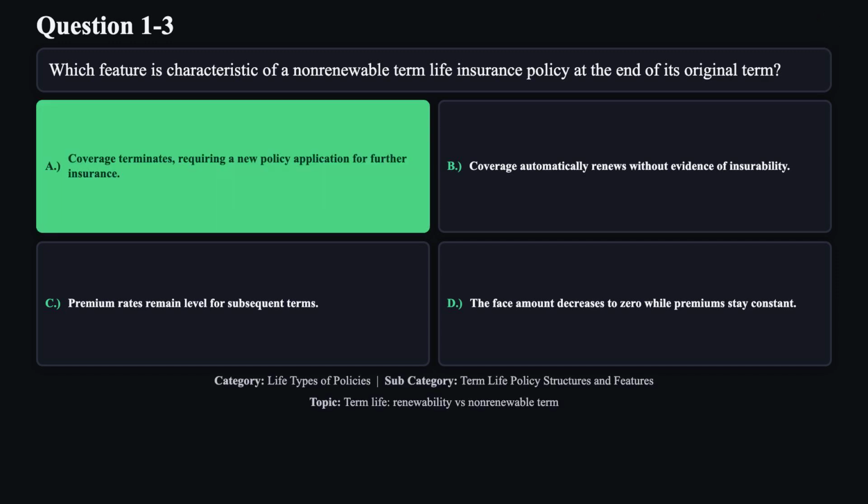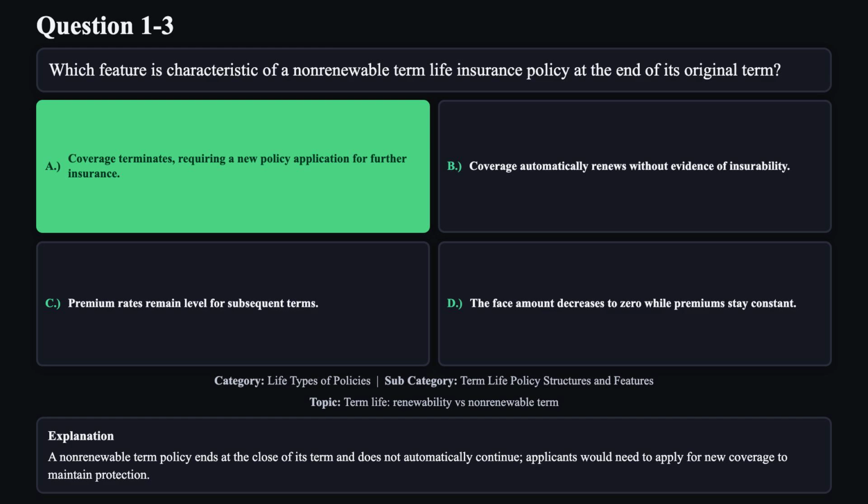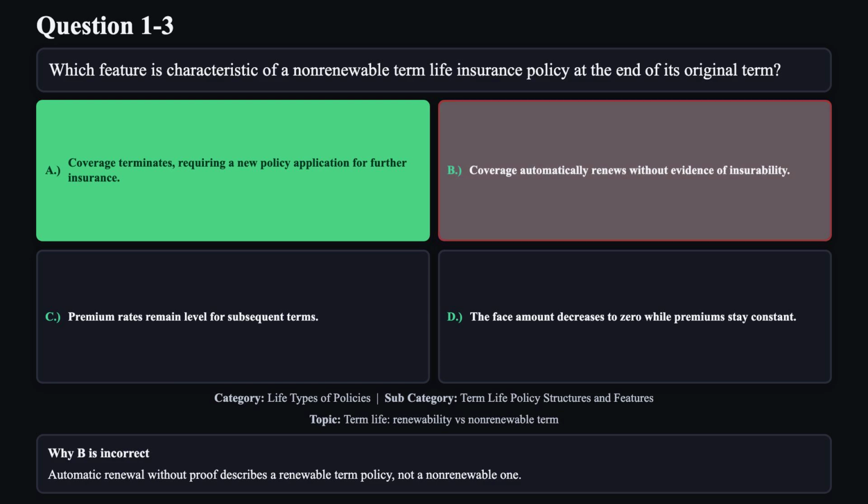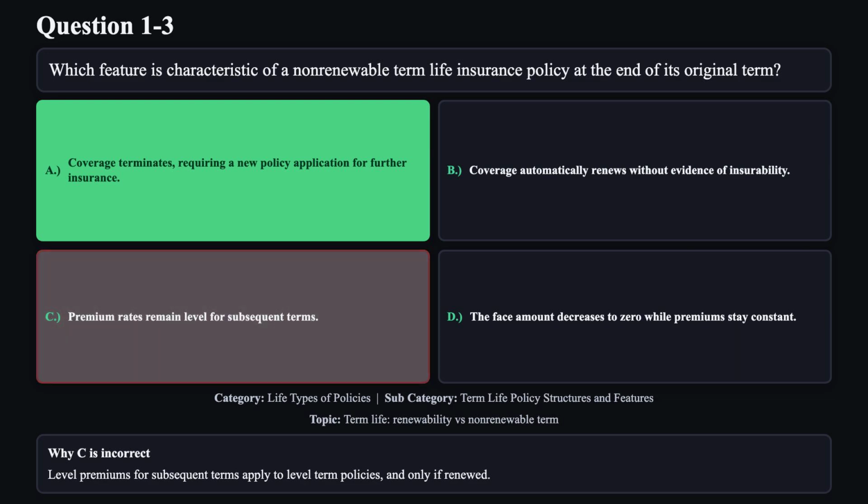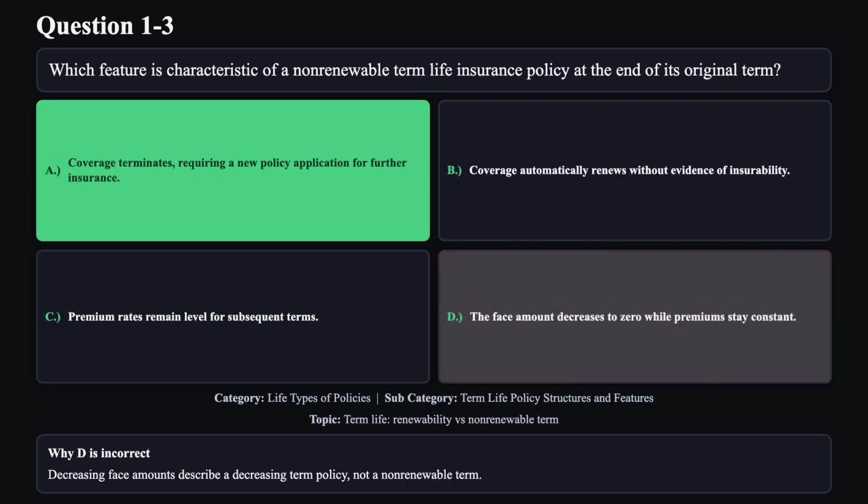The correct answer is A. A non-renewable term policy ends at the close of its term and does not automatically continue. Applicants would need to apply for new coverage to maintain protection. Reason B is not correct. Automatic renewal without proof describes a renewable term policy, not a non-renewable one. Reason C is not correct. Level premiums for subsequent terms apply to level term policies and only if renewed. Reason D is not correct. Decreasing face amounts describe a decreasing term policy, not a non-renewable term.